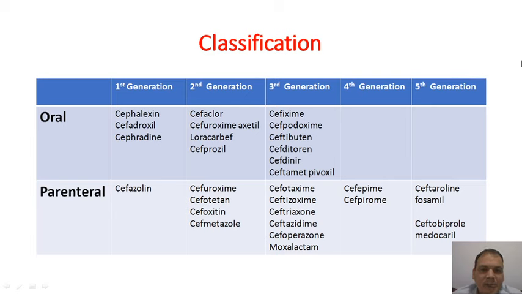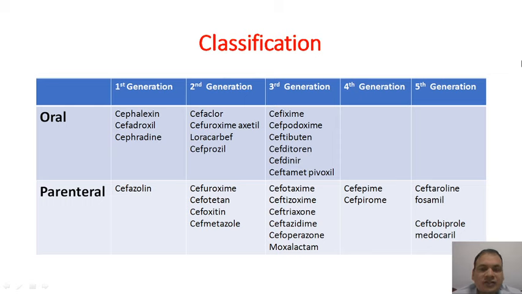Try to remember it. Then coming to the third generation, among the oral, we have got cefixime, cefpodoxime, ceftibuten, cefditoren, cefdinir, cefetamet pivoxil. Okay. Among the parenteral, we have got cefotaxime, ceftizoxime, ceftriaxone, ceftazidime, cefoperazone, and moxalactam. So these are the various antibiotics which have been categorized into the third generation.